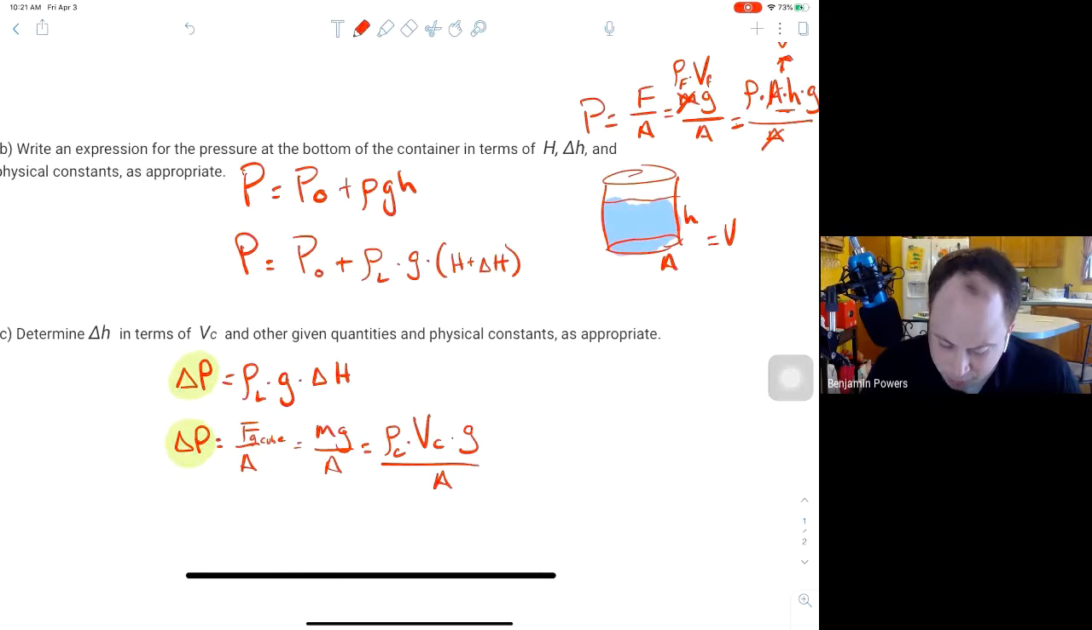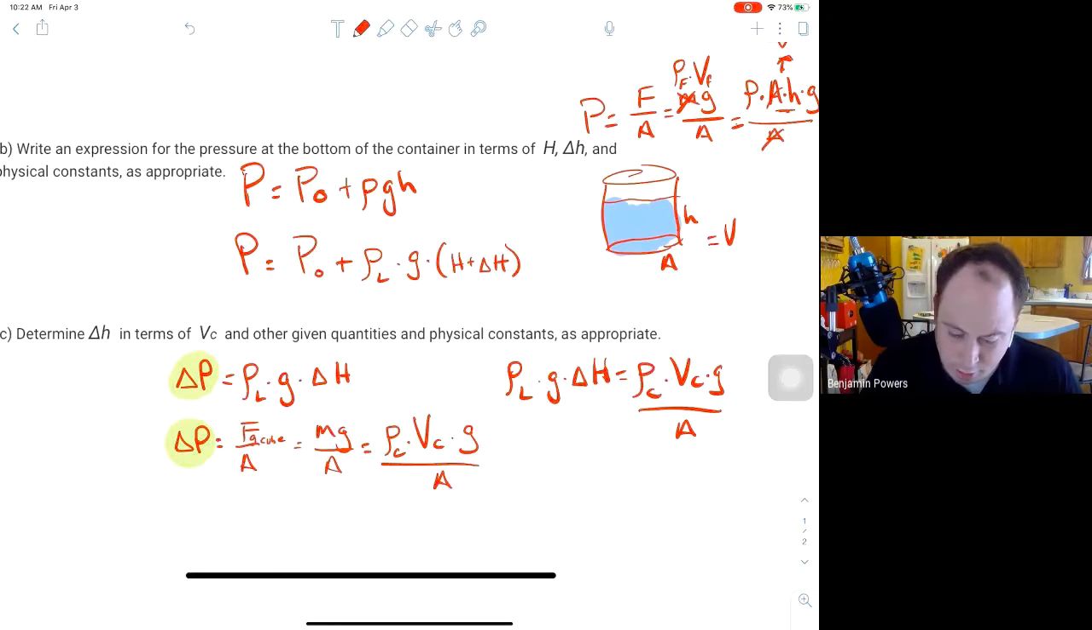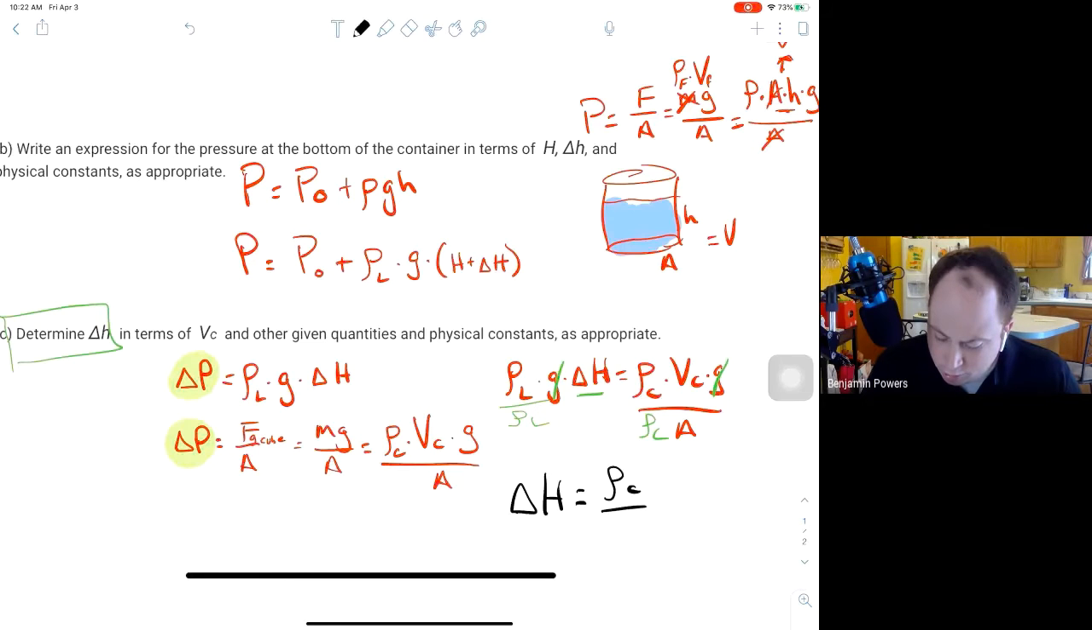I'm going to set the two equal to each other. So I'll say rho L times g times delta H is equal to rho of cube times volume of cube times g over A. You have a g on both sides of the equation and no terms added, so you can cross that out. And we want to determine delta H, so you want to get this all by itself. Divide by rho L, divide by rho L, and your final expression then becomes that delta H is equal to rho of the cube over rho of the liquid times the volume of the cube over the area of the cylinder.